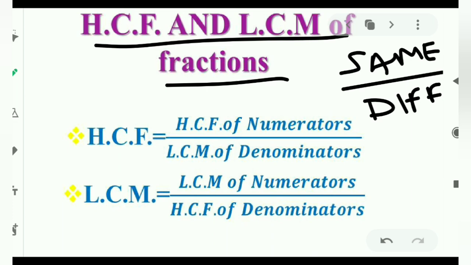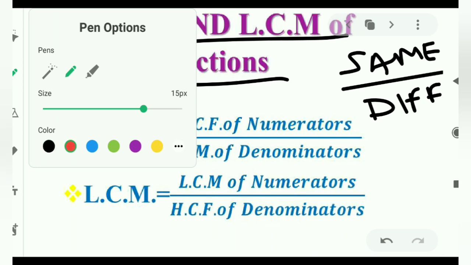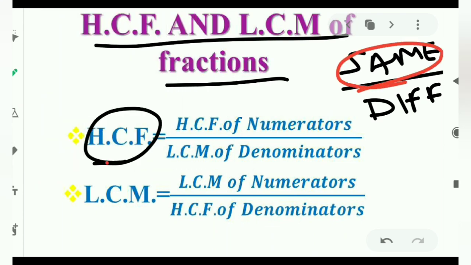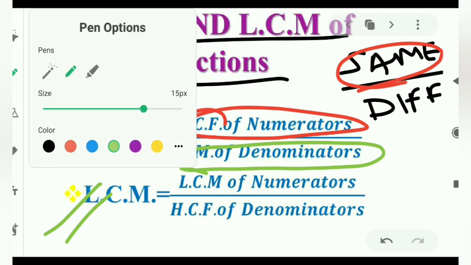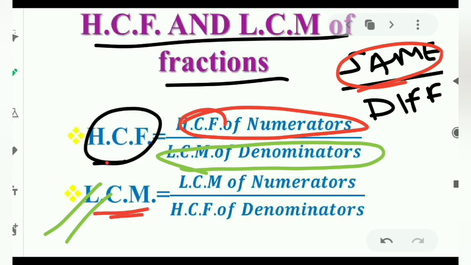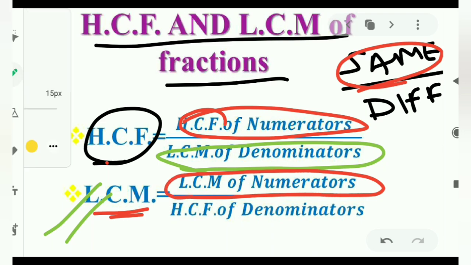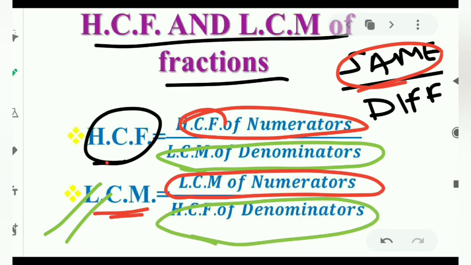If we are asked to find the HCF, we are going to find the same in the numerator. Same means HCF itself, HCF of the numerators. In case of denominator, different. Different means we are going to find the LCM in the denominator. Same concept applied to LCM also. If we are asked to find LCM of some fraction, we are going to find the same LCM of numerators, whereas we are going to find the opposite in the denominator. Opposite is HCF of denominators.